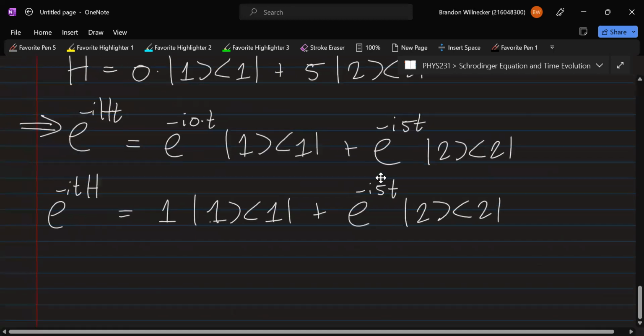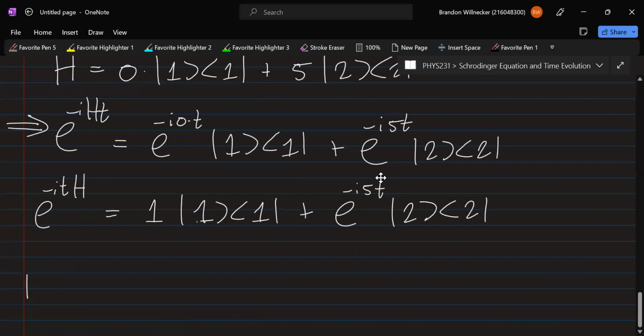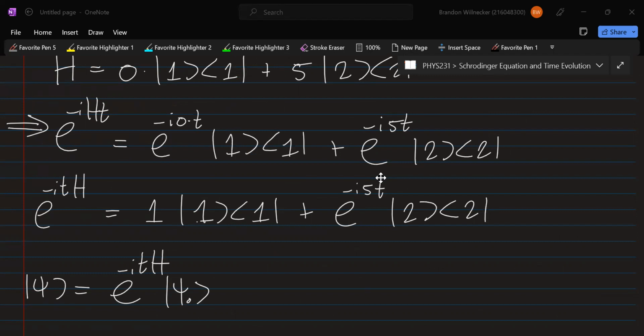Okay, so we've got this, and what we want is psi is e to the minus iHt times the psi naught. Okay, and to do that, where psi naught is the column vector, we need this e to the minus iHt to be a matrix. Okay, so we can substitute the row and column vectors for the 1 and the 2 state vectors, and then write everything as a matrix. Okay, so let's do that.